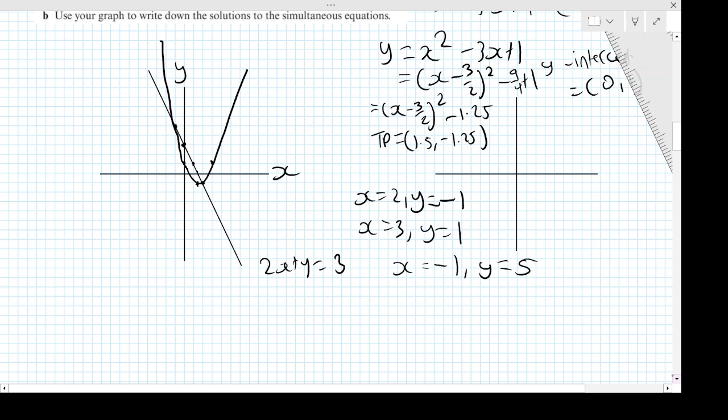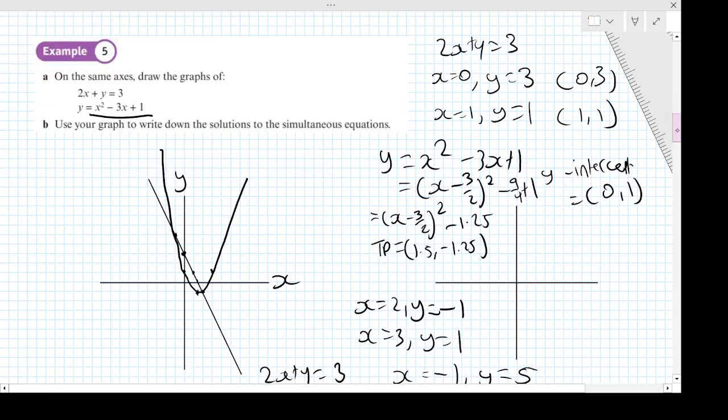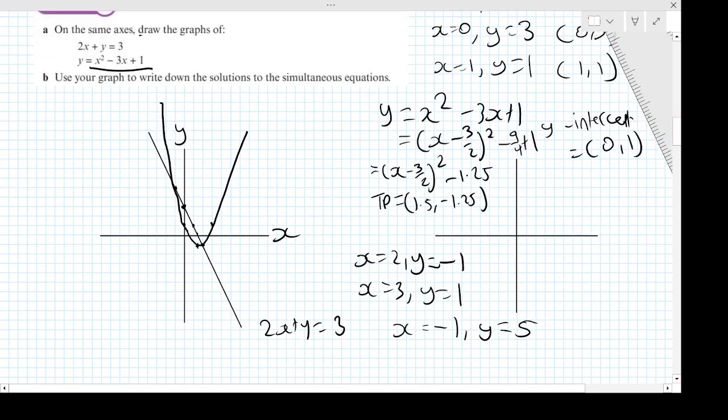So yeah, that's how you draw it. It's a bit different to sketching, because in sketching all we need is the key details of what the asymptote is, what the turning point is if it's quadratic, what the roots are, and the general shape. That'll be fine as long as you've got the key information.